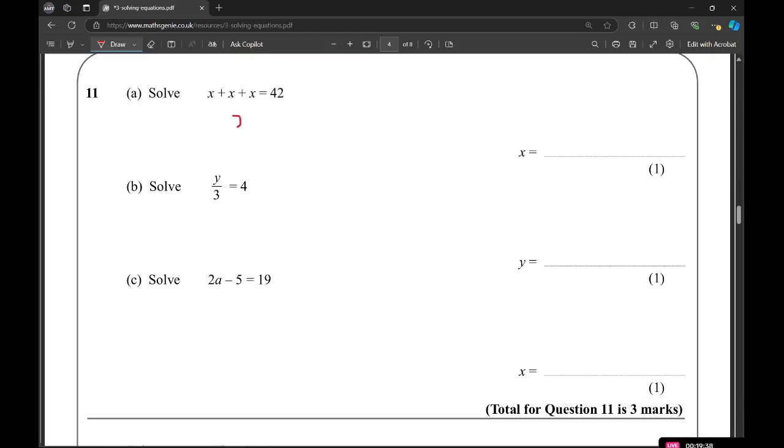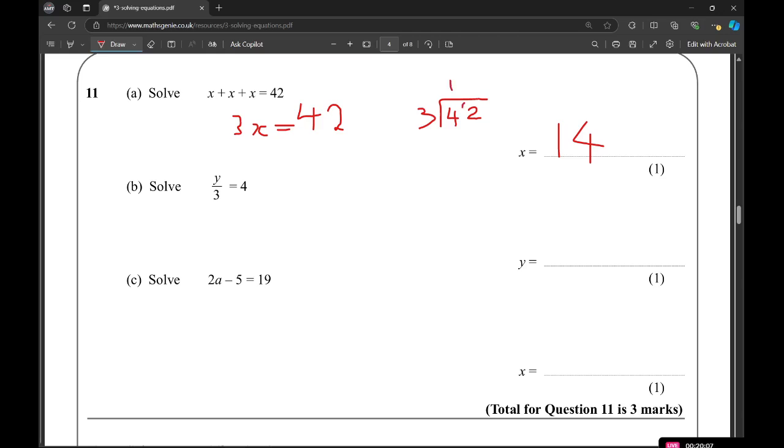If you have 3x equals 42, divide by 3 on both sides. We get x equals 42 divided by 3, which is 14. Again, if you're not sure, let's work it out to the side. 42 divided by 3. So 3s into 4 go once, with the remainder of 1.